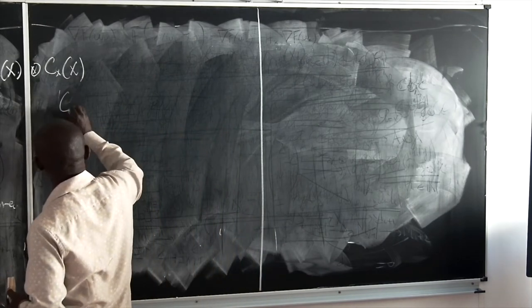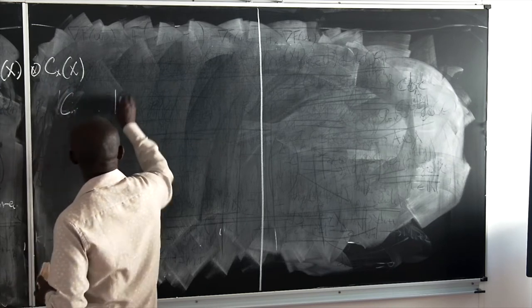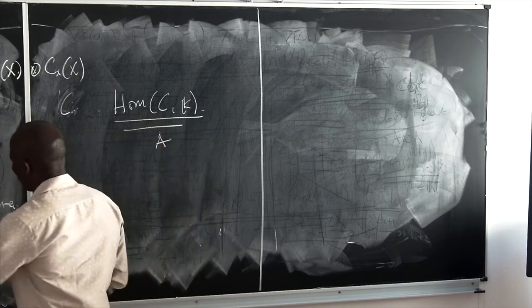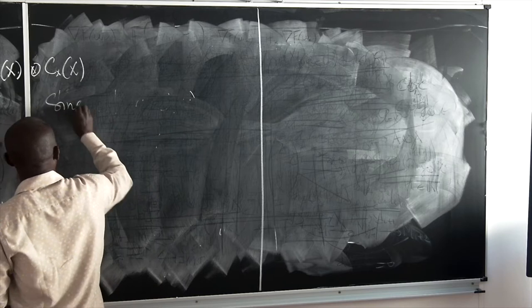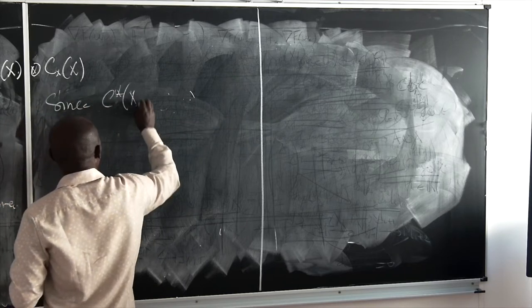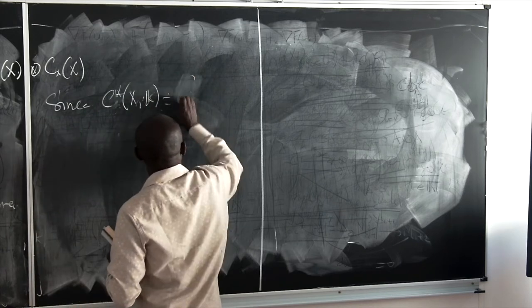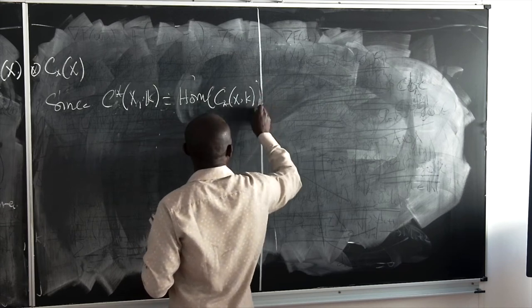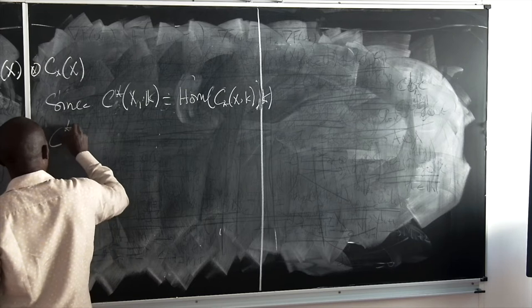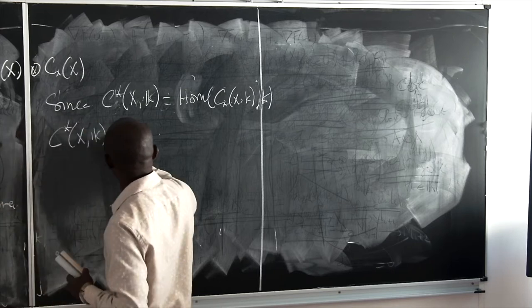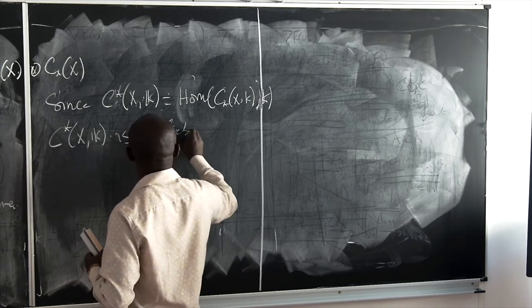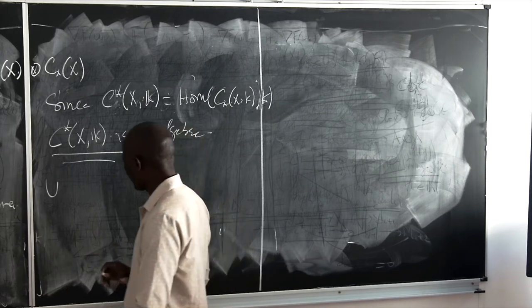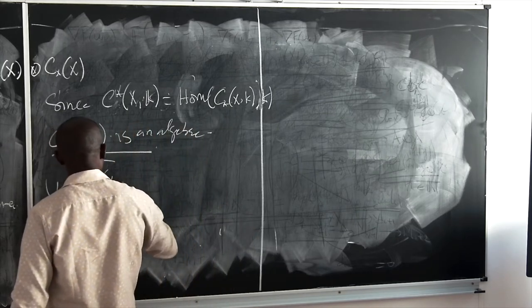You know that when you have a coalgebra C, when you consider the dual of that coalgebra, you obtain an algebra. So since the cochain complex is just the dual of the chain complex, then it is an algebra. But what is the product here? The product here is denoted by this sign, which is called the cup product, and defined as follows.